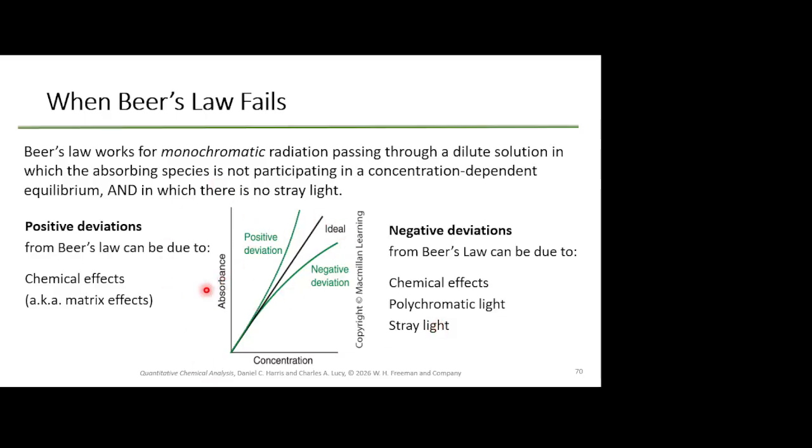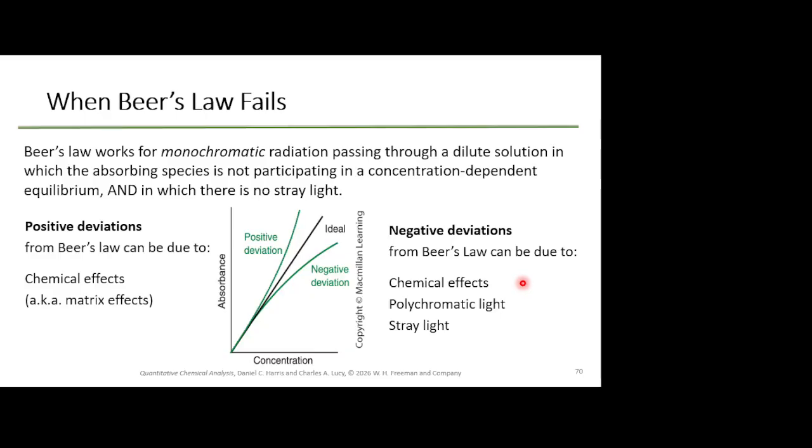So let's talk about positive deviations. A positive deviation would be where you get more absorbance than the concentration. That's going to be from things like chemical effects typically, and matrix effects are a big one. So if you have a matrix effect, which would cause you to have less light reach the end. Negative deviations are going to be where you have a smaller absorbance detected than that concentration should give you.